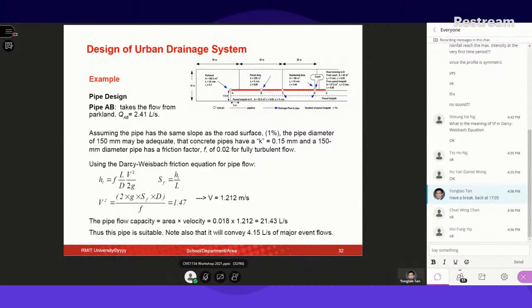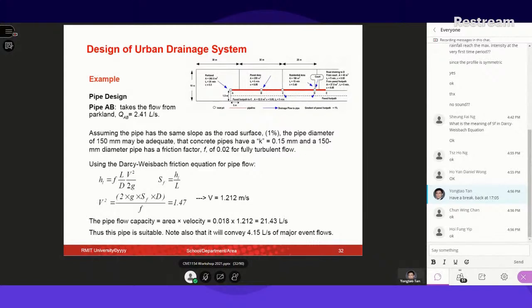The concrete pipes have a k of 0.15 millimeters. This is the surface roughness, an absolute value, so it has a unit. And also the diameter is 150 millimeters. So the friction factor is 0.02 for fully turbulent flow. This can be obtained from the Moody diagram. For the pipe we use the Darcy-Weisbach friction equation for pipe flow.